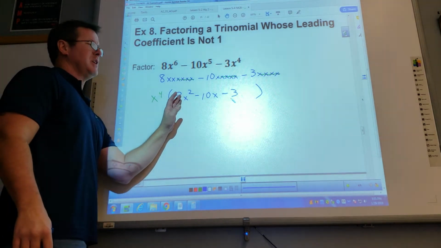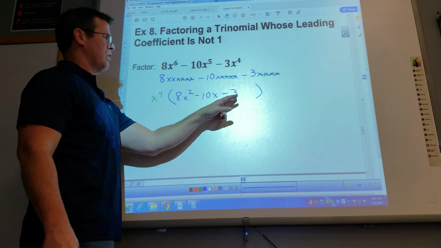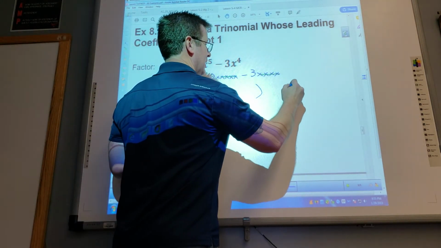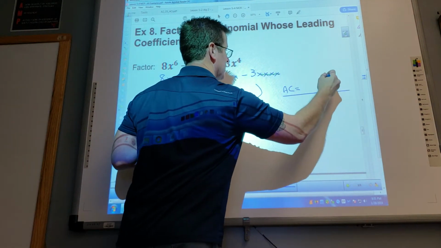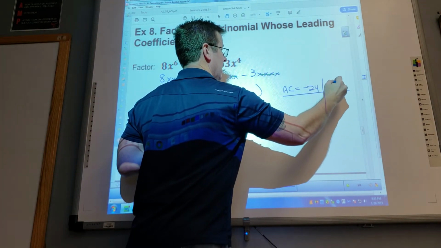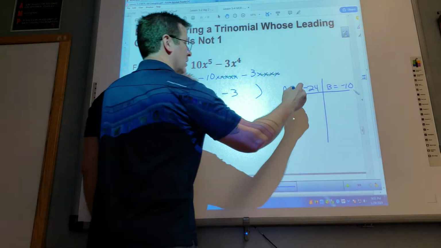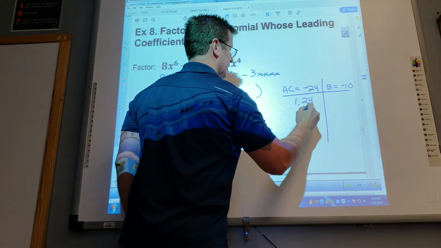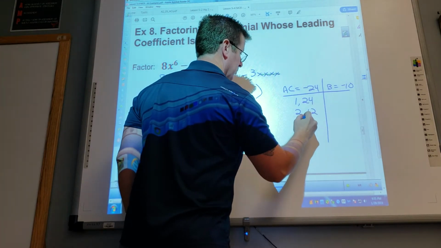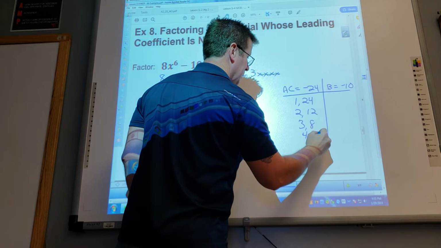Next, use your AC chart to factor this. What two numbers multiply to negative 24, but add to negative 10? So, use your AC chart. Find the two factors, two numbers that multiply to negative 24 and add to negative 10. Do you have to list all the factors? Maybe, maybe not. But remember, one of these has to be negative.